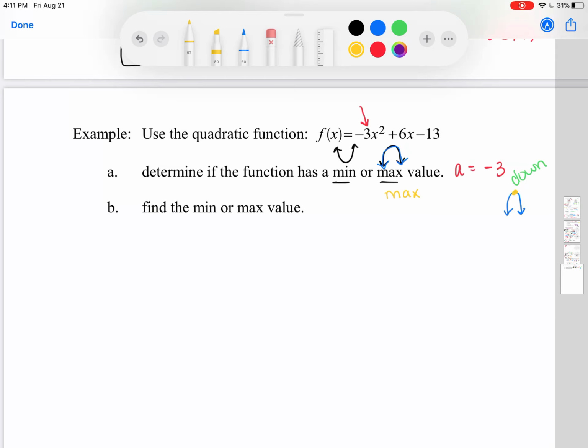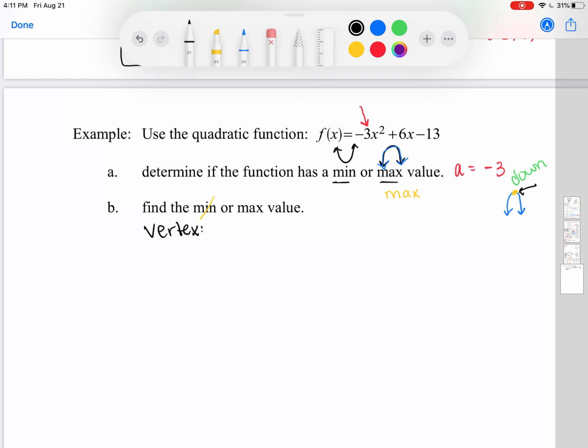And then the last part, find the min or max value. Well, we know we're not finding the minimum value. We are indeed finding the maximum value. And think about where that maximum value is going to lie. That maximum value is right here. We've been talking about that all day in our notes too. That value is talking about our vertex.